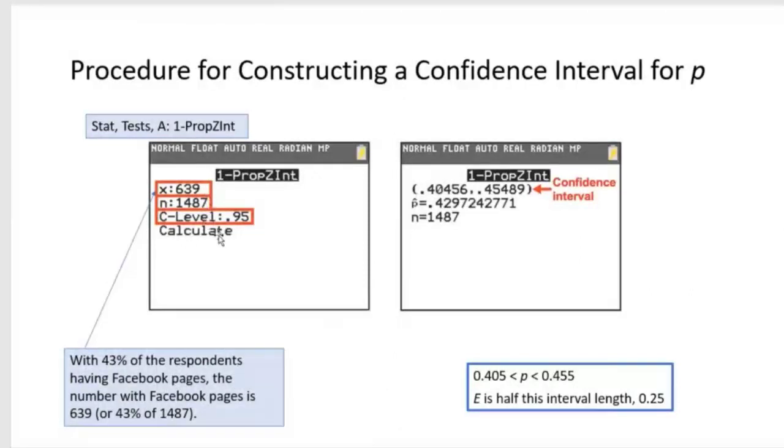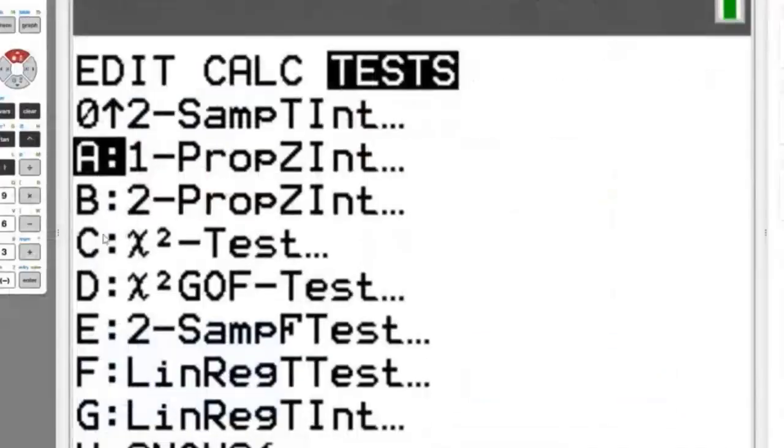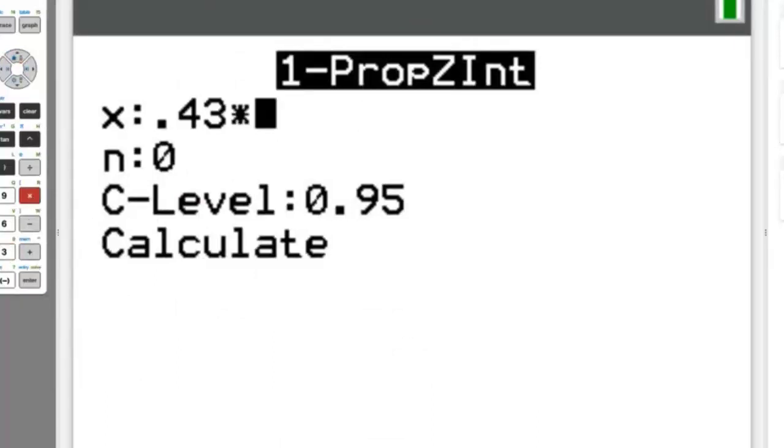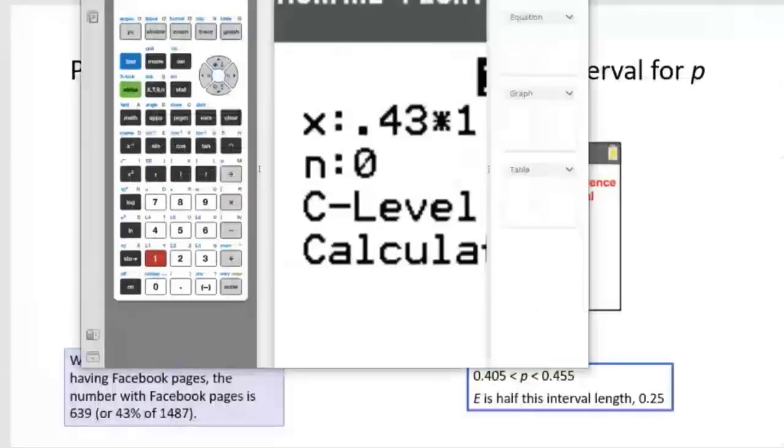Okay, then I was able to put in my information directly from the problem. Now I say that, but yet the number 639 was not given to me in the problem. However, it did say 43 of the respondents had Facebook pages. So I can find 43% of 1,487. And that number is 639. But suppose I didn't find that ahead of time. You can just say, well, it is 43% of 1,000, and how many was it?